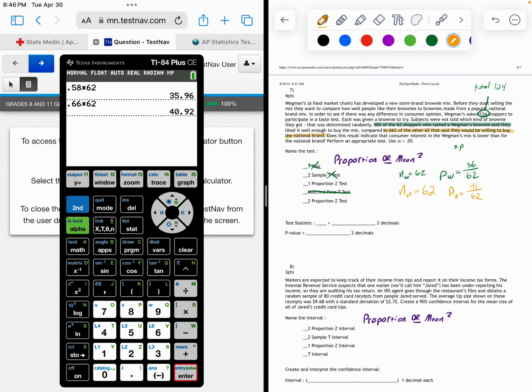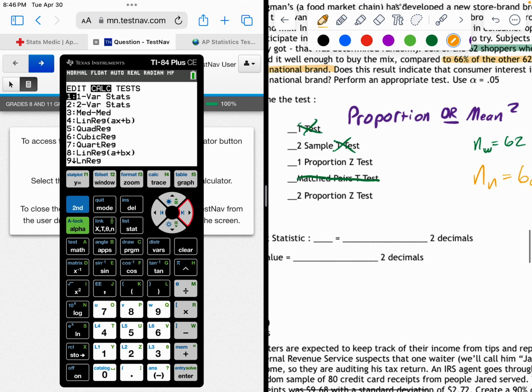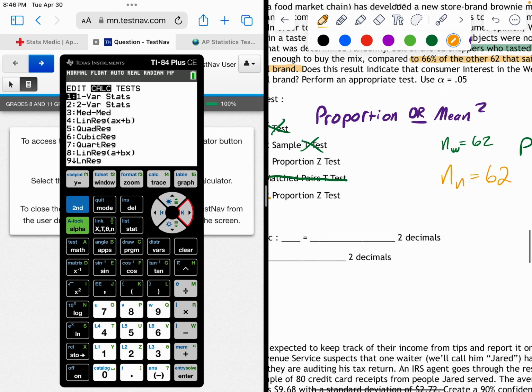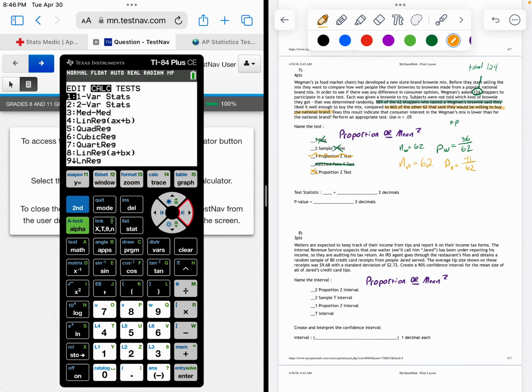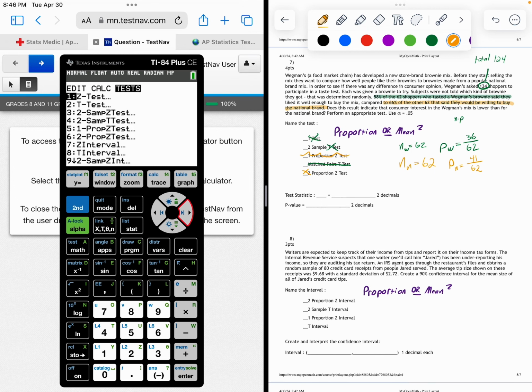Okay, put that in there and we'll get a test statistic. Well, I should slow it down. So pretty obvious from this, it's two samples, the national brand and the Wegmans brand, not a single sample. Test statistic: 2 prop Z test, that's number 6. X1, let's do Wegmans first. 62. Sample 2, 41 people said they would buy the national brand.